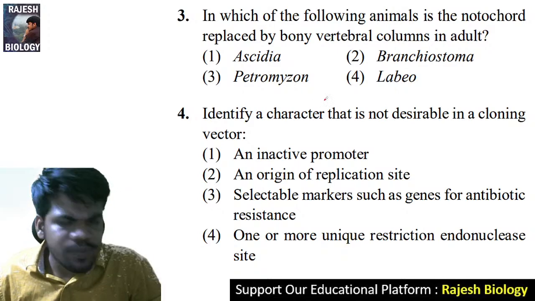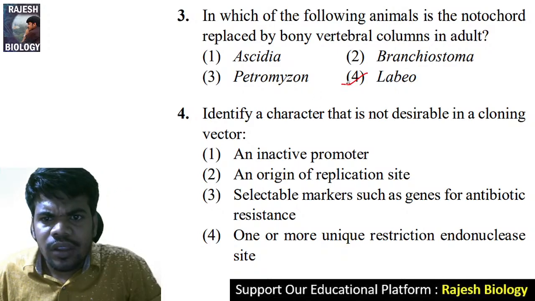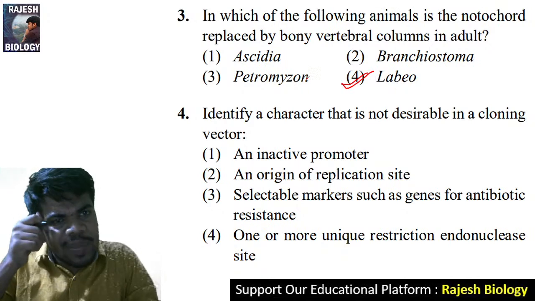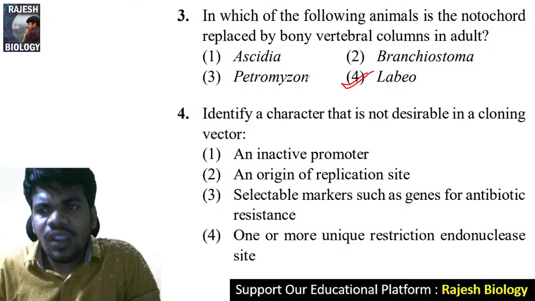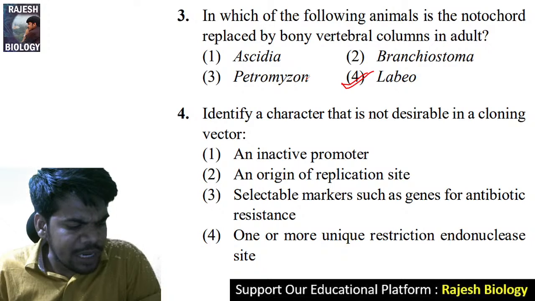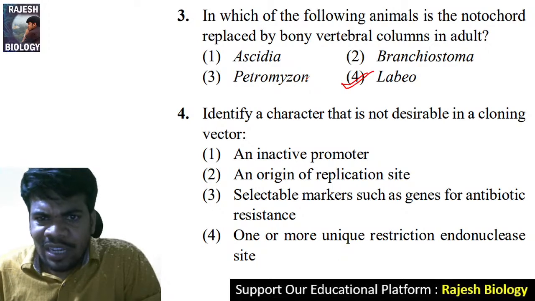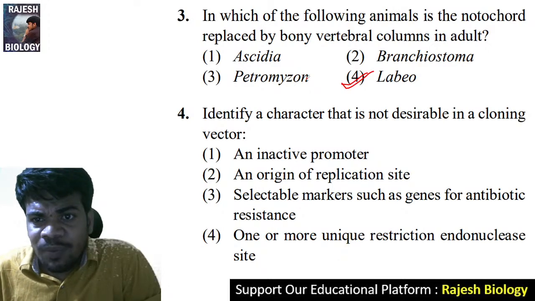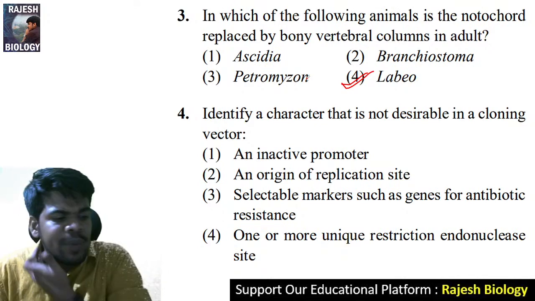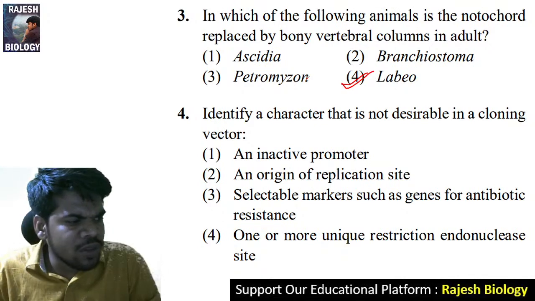Yeah, Dharani, welcome. The right answer is Labeo. Labeo is a vertebrate. Labeo is a vertebrate, that's why the notochord is replaced by the vertebral column. Labeo rohita is a bony fish. Come to the fourth question.